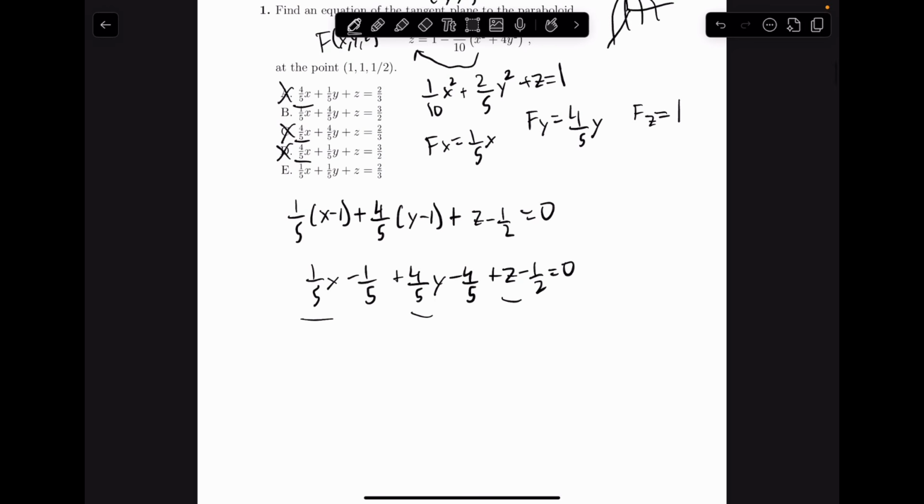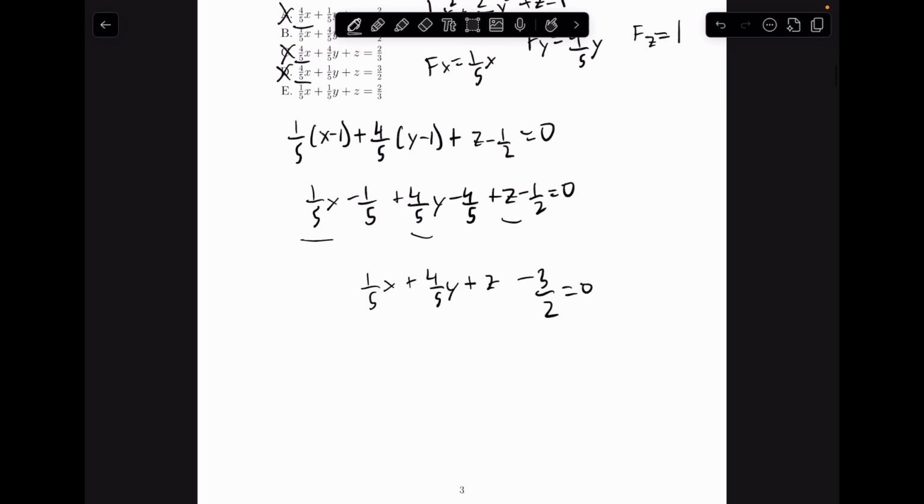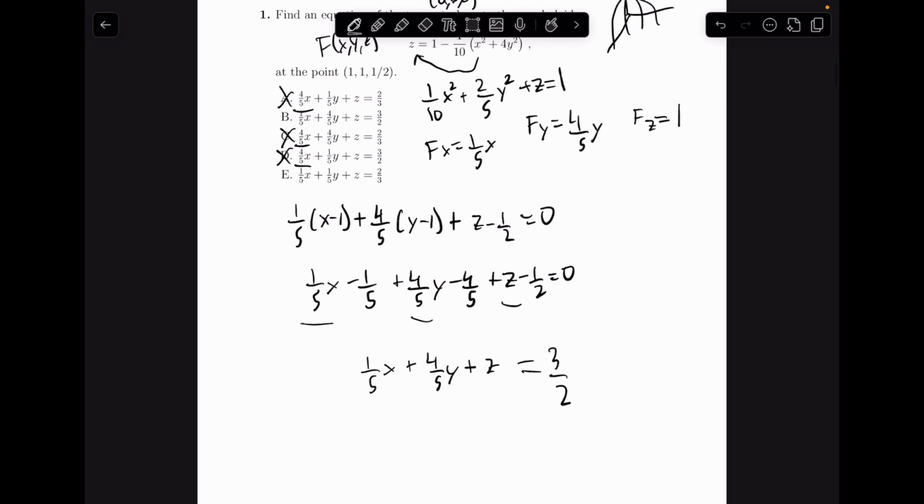So let's just rearrange here. Plus 4 over 5 y plus z. And then let's see, negative 1 over 5 minus 4/5 is just negative 1, minus 1/2 is going to be minus 3/2 equal to 0. Or we can just rearrange and get equal to 3/2. And that is answer B.